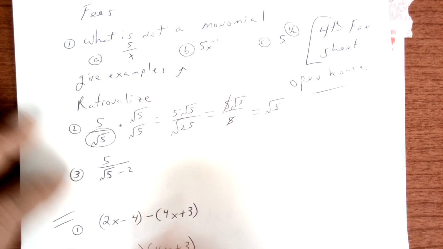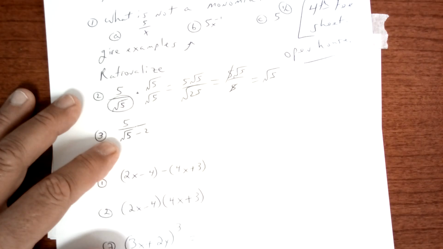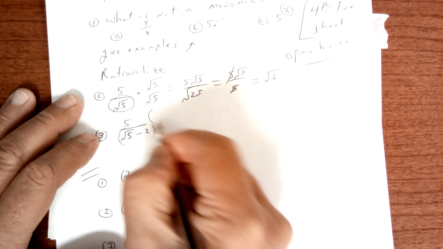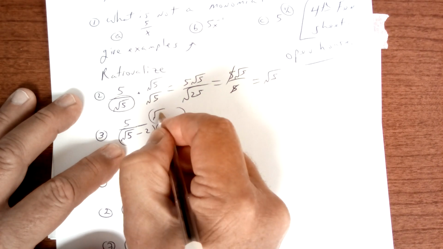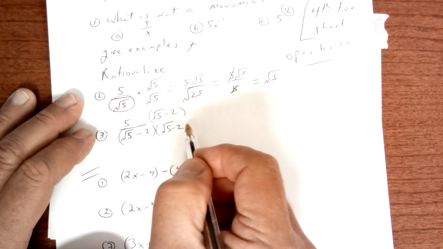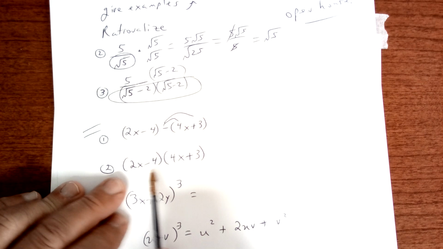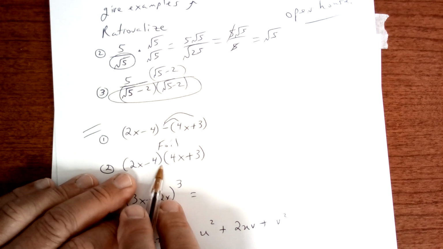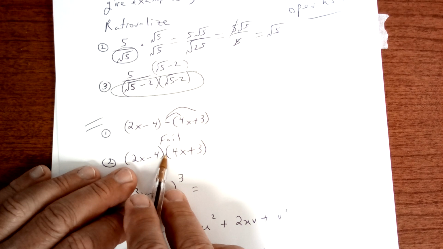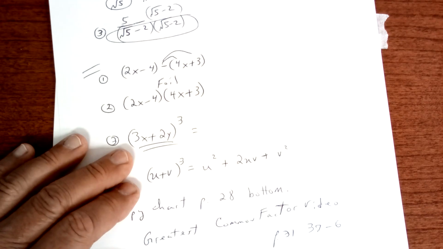This one right here is a binomial, so to work that one, you got to multiply by the square root of 5 minus 2. And then you got to do FOIL on this. Okay? This one you got to distribute the negative, then combine like terms. This one is FOIL. When they're right next to each other with no sign in between, you have to use FOIL. This one right here is the cubed root, and here's the formula.